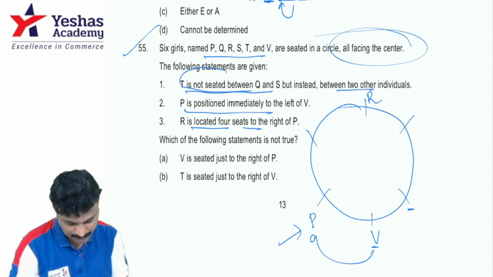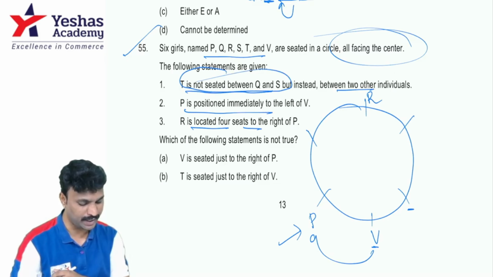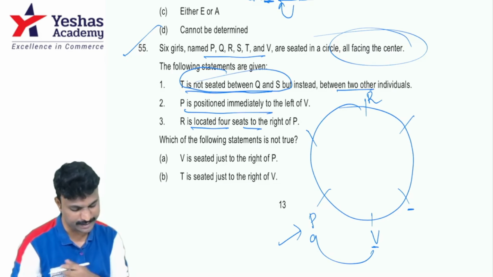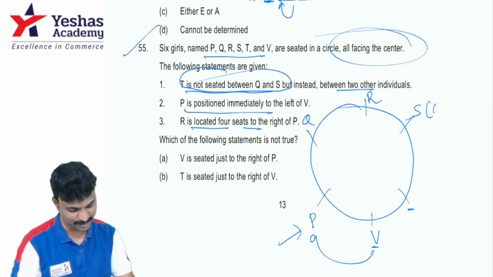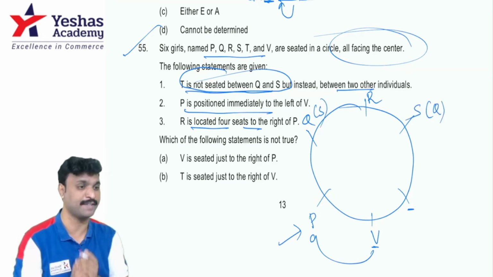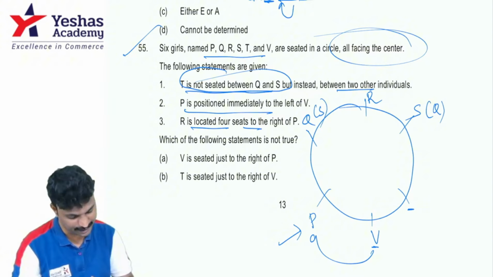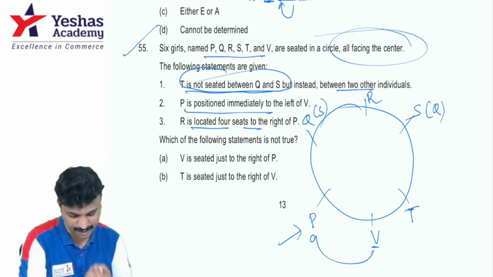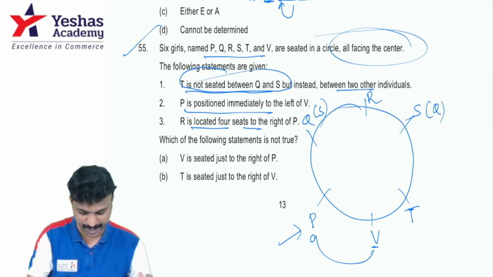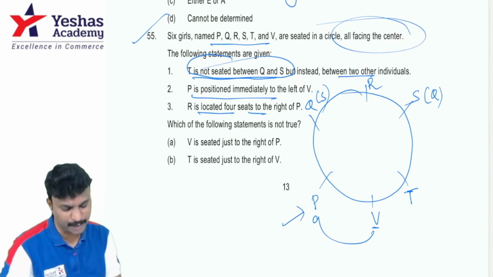T is not sitting between Q and S. That means Q and S should be definitely either here or here. Yes or no? Where should be T? T should be over here. We are not sure about Q and S position, right? Now, which of the following statement is not true?